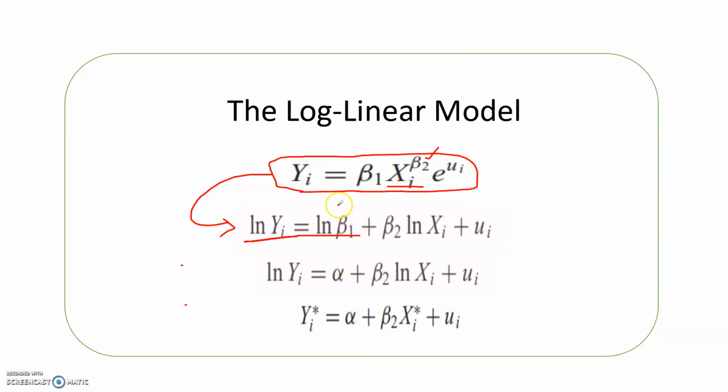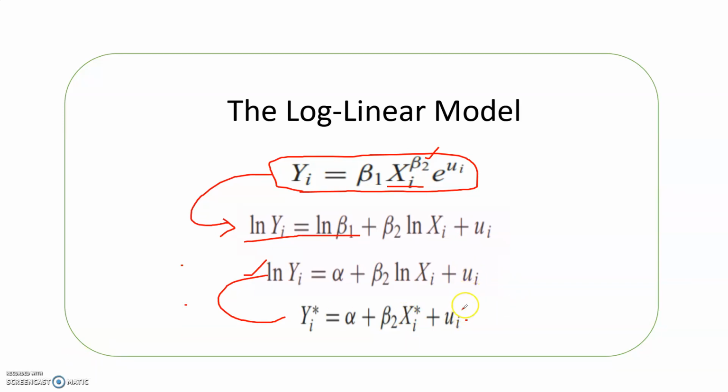And if we replace this natural log beta 1 with alpha, this model will look like this. And once we replace natural log yi with yi star and natural log xi with xi star, this model is going to look like this.